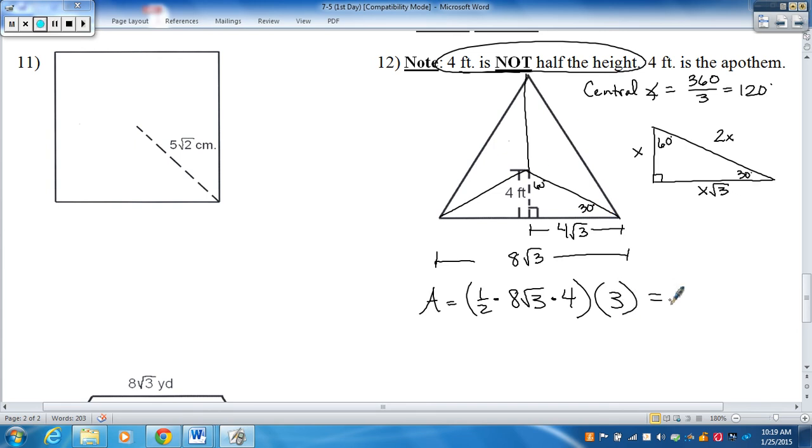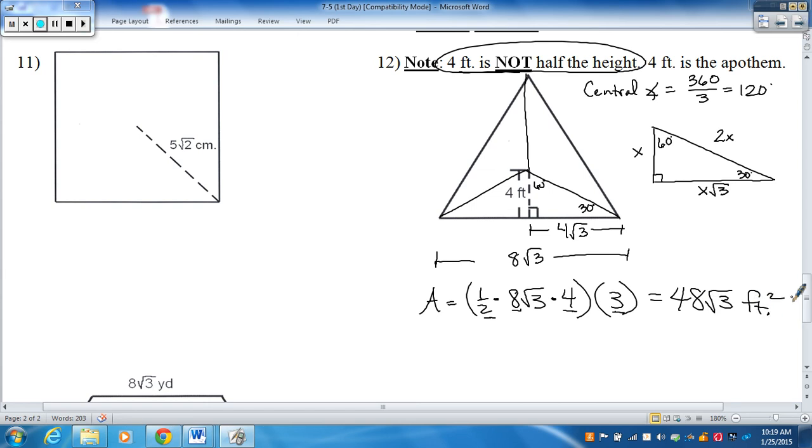If we work that out, just reminding you, we can multiply all the like terms here together. So 8 times 4 is 32. 32 divided by 2 is 16. 16 times 3 is 48. So the answer to this one would be 48 radical 3 square feet.